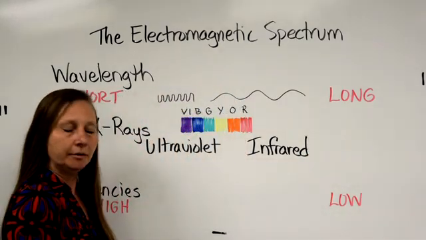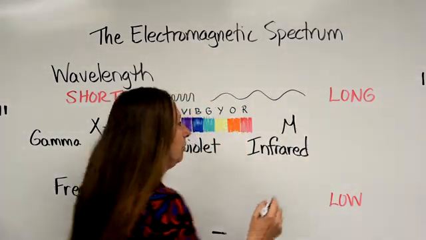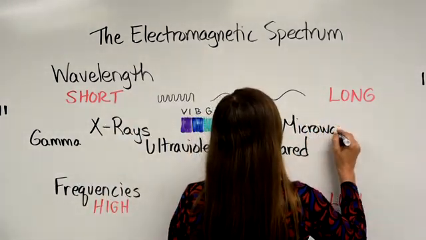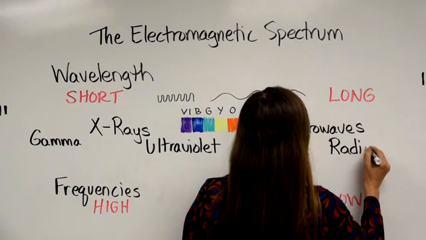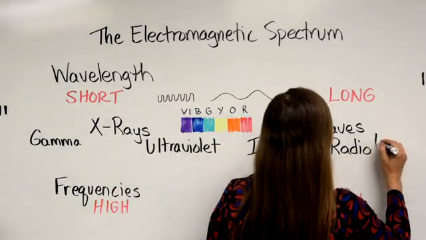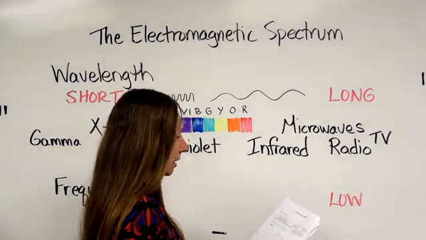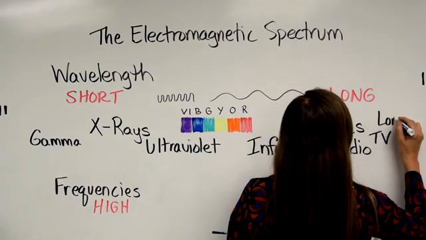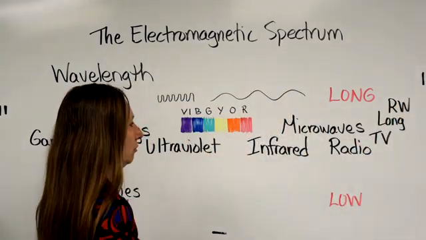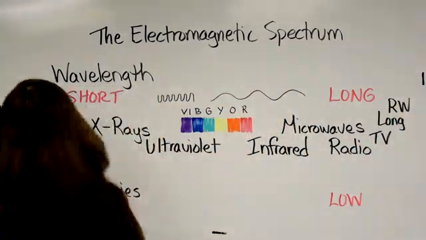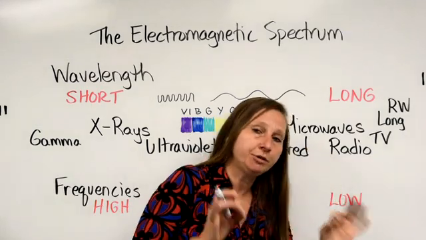Infrared. And then comes microwaves, like the microwaves in your microwave oven. Microwaves. And then you've got radio waves. And somewhere mixed in there would be TV waves, the waves that we used to transmit television signals with. And longer, long radio waves, I'll just put RW, long radio waves on the far right. So from the shortest to the longest, the types of light.